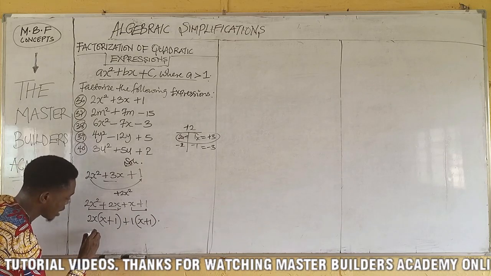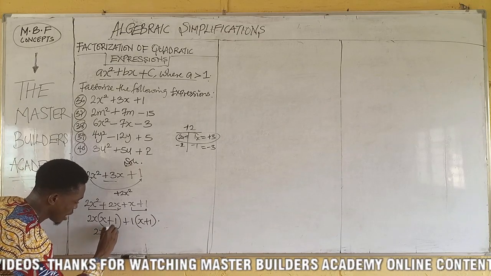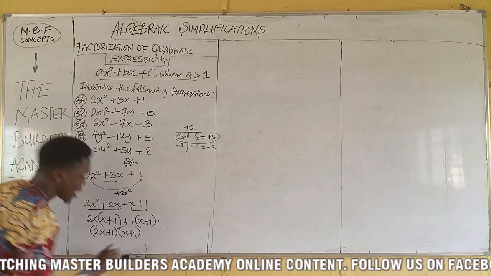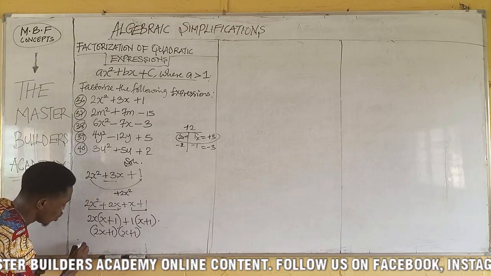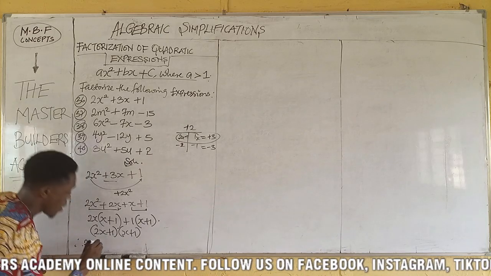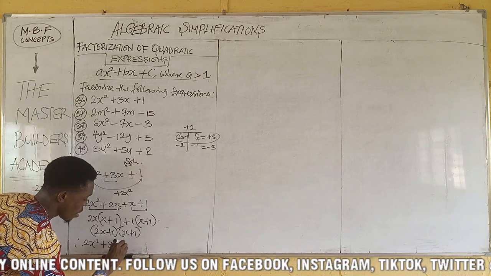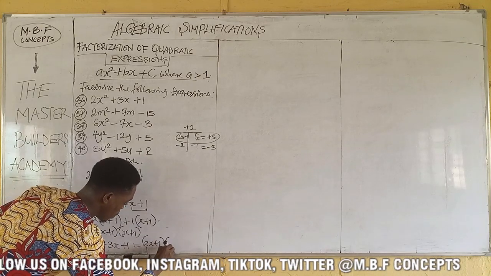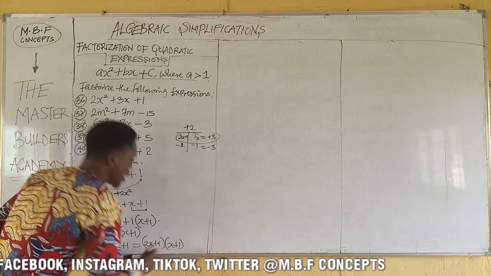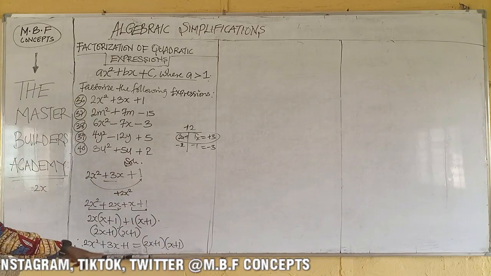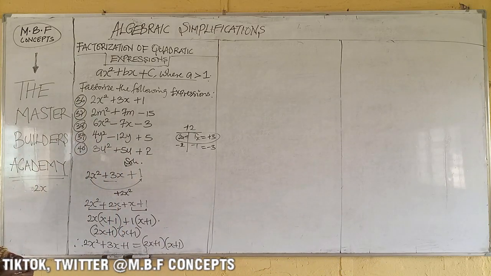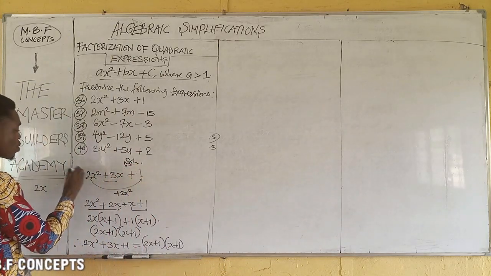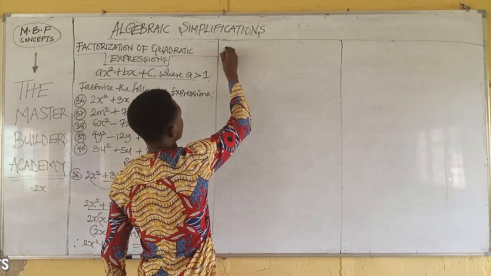So this gives us 2x plus 1, which are the terms outside the brackets. Then finally pick one of the equal brackets that we have before. Therefore, 2x squared plus 3x plus 1 is equal to 2x plus 1 multiplied by x plus 1. This is the factorization of this very question. Guys, let's look at question number 37. This was 36, we just looked at it. So let's look at 37.